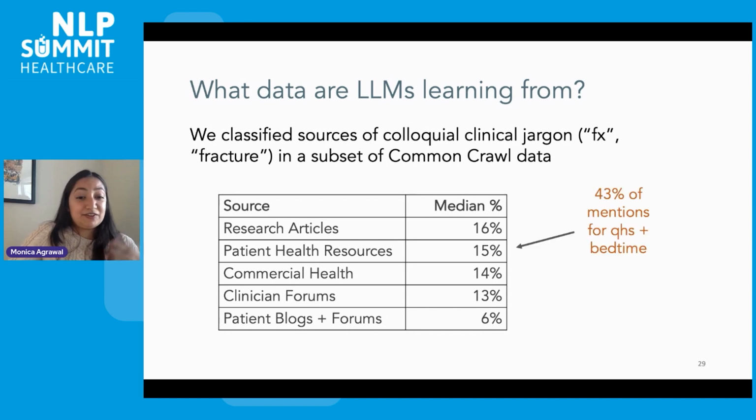And specifically for certain terms, they occur far more frequently in certain sources. So for example, 43% of the mentions in our subsample for QHS and bedtime came from patient health resources. And for 41% of the mentions for carbo and carboplatin in our subsample came from patient blogs and forums. And this indicates that it's really important to explore different data sources when training these models.